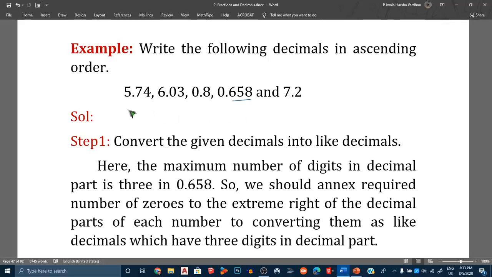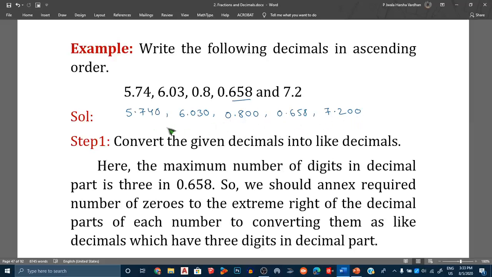So for that, we take the first number, which is 5.74. One more 0 you can annex here. Here it is 6.030, because only 2 digits are there, I am converting into a 3 digit number. Here only 1 digit is there. You have to add 2 more zeros here. Here 0.658 is already a 3 digit number. Here only 1 digit is there. I am annexing 2 more zeros here. Okay. Now all these numbers became like decimals.